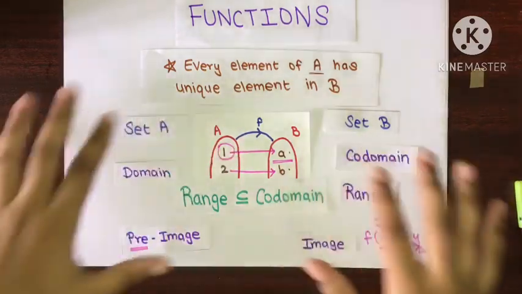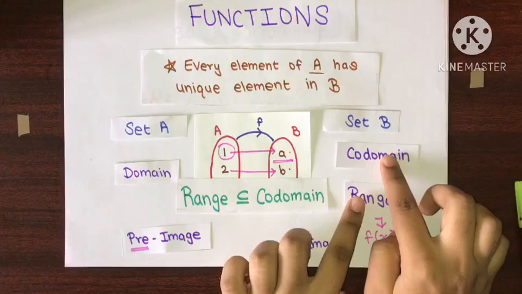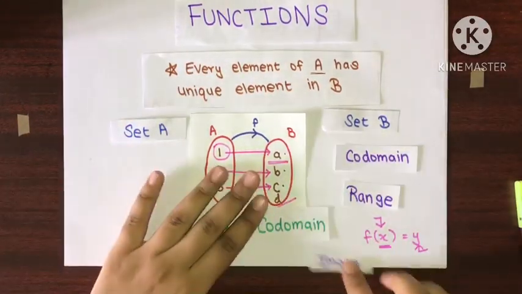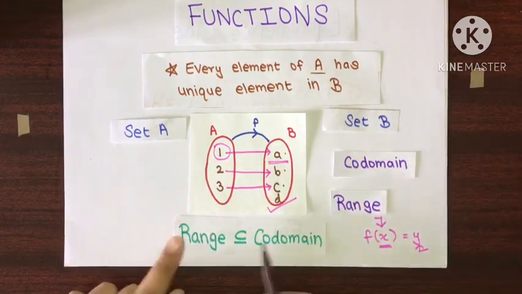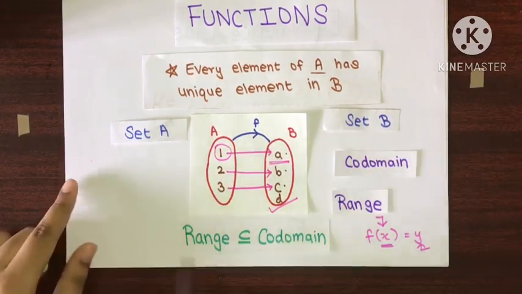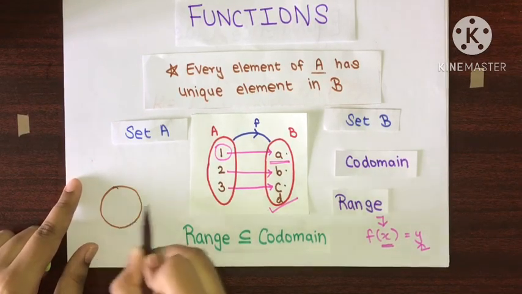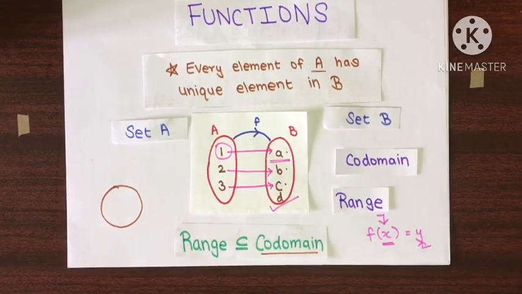Whenever you have a function, your range will always be a subset of your codomain, and that can be understood better when you just look at this example, okay? And this symbol over here basically means that this range, let's say I have a big circle, okay? And let's say this big circle is your codomain. Let me put brown over there so you remember.